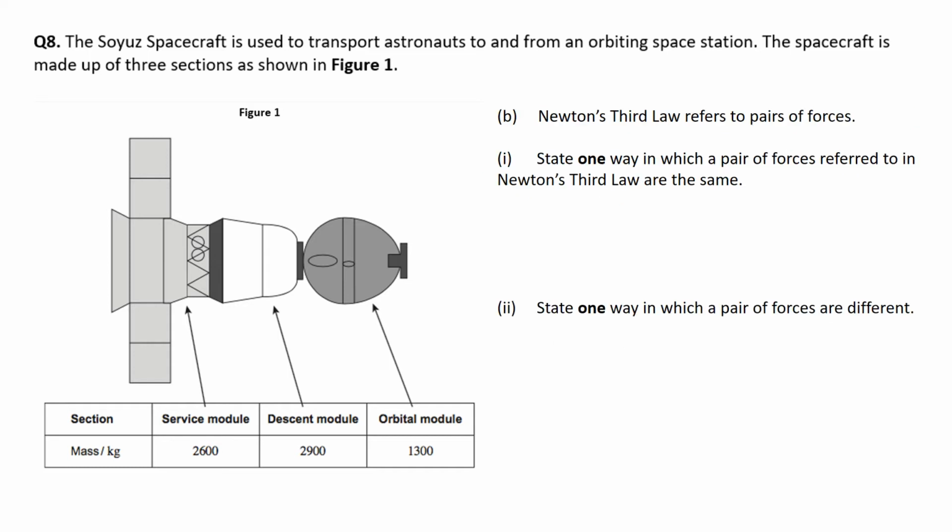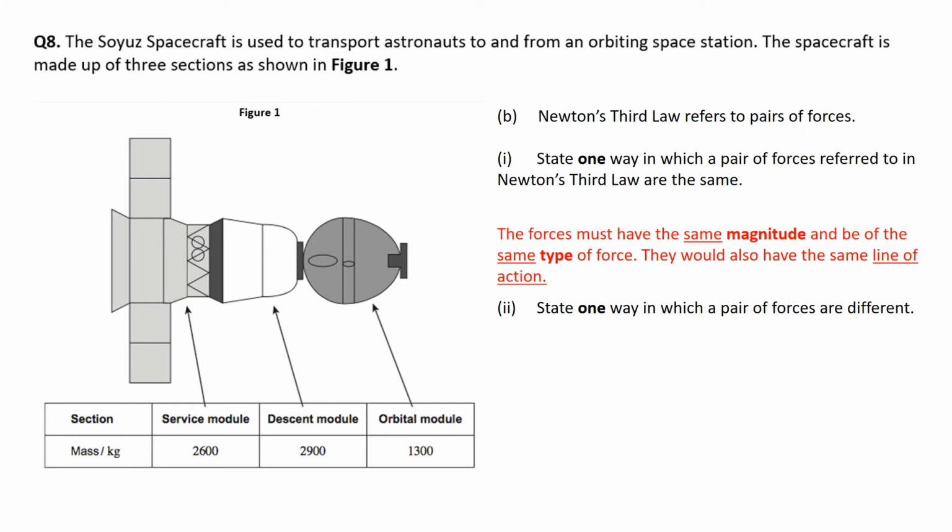Okay, so Newton's third law refers to pairs of forces. State one way in which a pair of forces referred to in Newton's third law are the same. There's a few things you could go for here. The forces have to have the same magnitude. That's what we learn. They have to be of the same type.